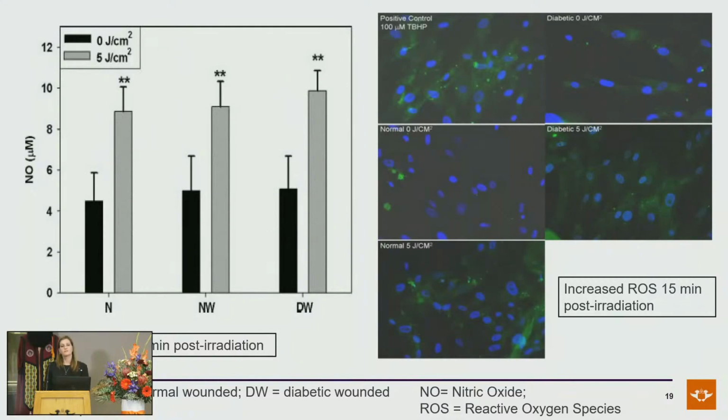15 minutes post-irradiation, there was an increase in nitric oxide, which we can see in the graph on the left by the grey bars. And then there was also an increase in reactive oxygen species, which can be seen by the fluorescent image on the right. The green fluorescence is the reactive oxygen species, and the little blue circles are the cell nuclei, which have been stained with DAPI.